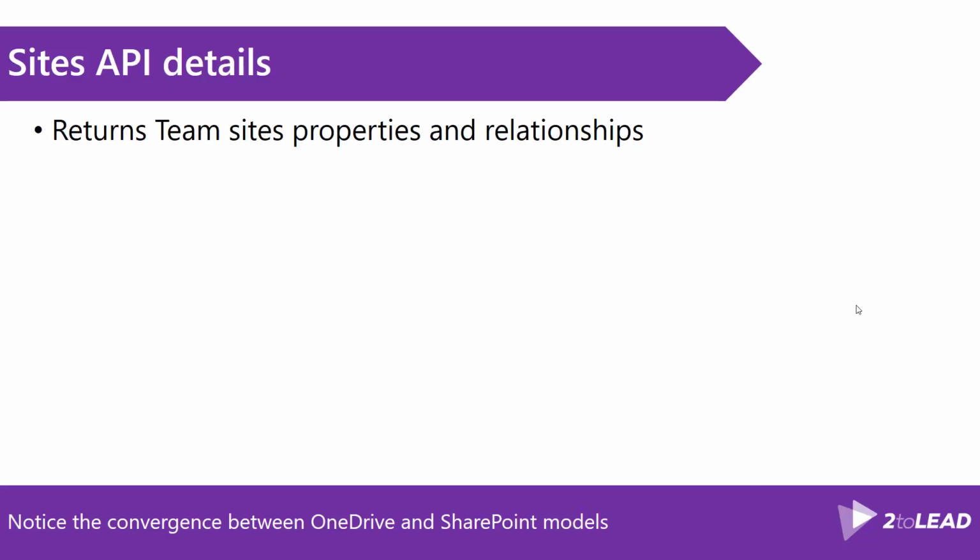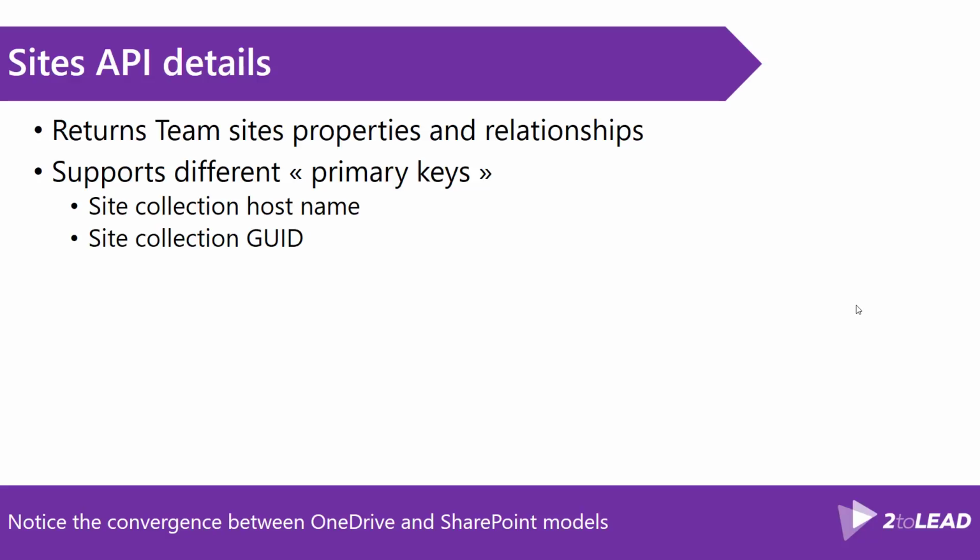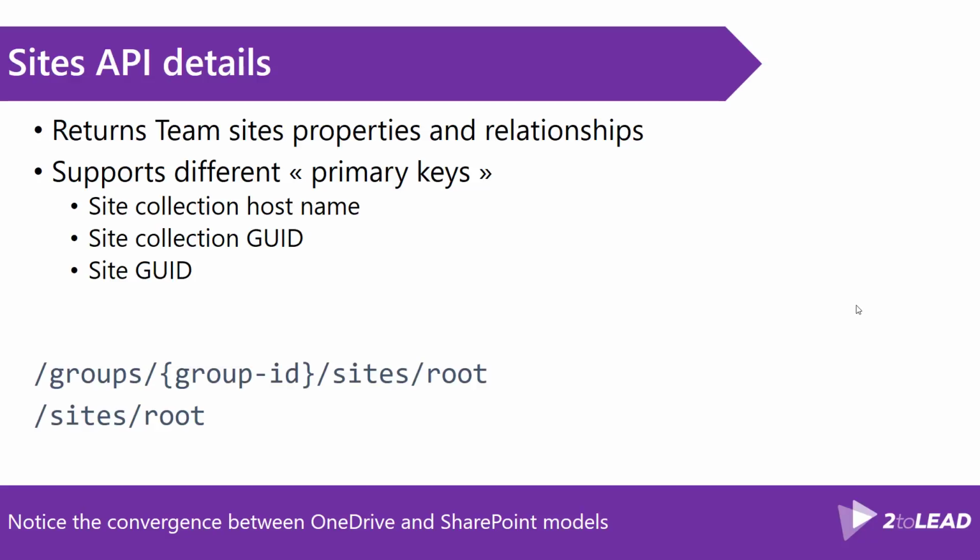Currently, the sites API returns team sites and their properties and relationships and so on and so forth. And by team site, I mean SharePoint team site. I don't necessarily mean only Teams-related SharePoint sites, which are basically the same, just tied to a group. Again, that API supports different primary keys like the site collection host name, the site collection GUID, the site GUID, and if it is an Office 365 unified group, you can access it just by saying group ID/sites/root, or using /sites/root or /sites/some kind of ID, you can access that as well.